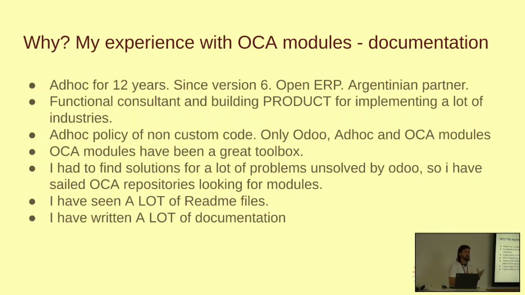In our company we have a policy of trying not to customize much for our clients. So the product we have built is mainly about Odoo out of the box, some of our own modules and a lot of OCA modules. So in this journey I have read and seen a lot of modules, like a lot, in order to choose the ones that really contribute to our product. And I have seen a lot of documentation that has a lot of room for improvement.